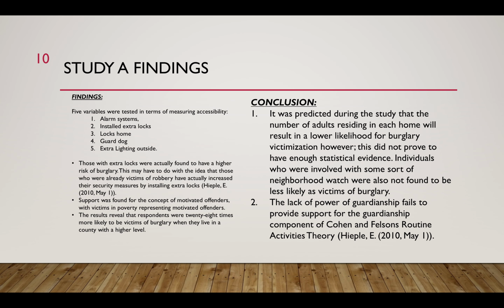Second part: the lack of power of guardianship fails to provide support for the guardianship component of Cohen and Felson's routine activities theory. That includes the variables acting as guardians, which did not prove support.